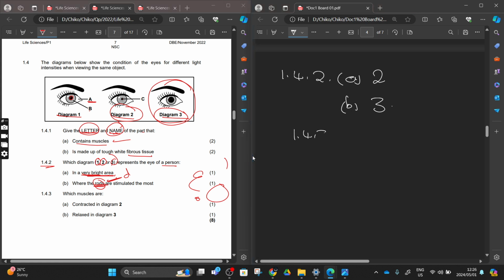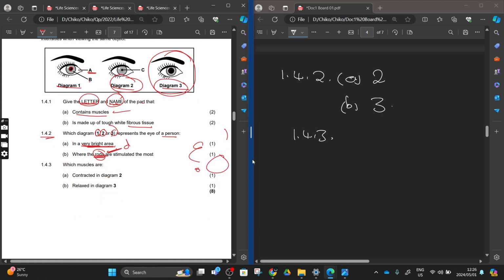Then 1.4.3, nothing complicated here. Simple marks, we are just collecting. Number A, which muscles are contracted in figure 2? With diagram number 2, which muscles are contracting? We know we have 2 muscles, the radial and the circular muscle. So which one is contracting here so that the pupil becomes small?